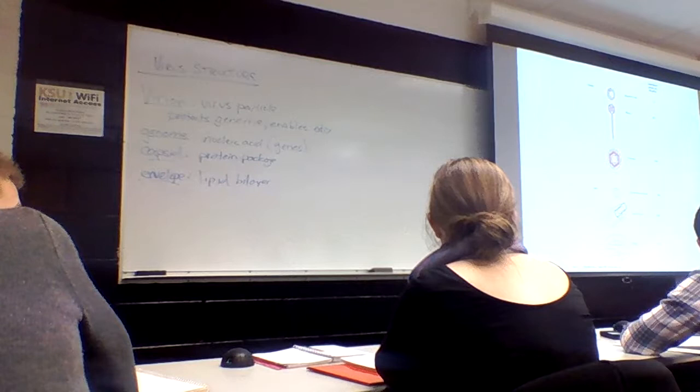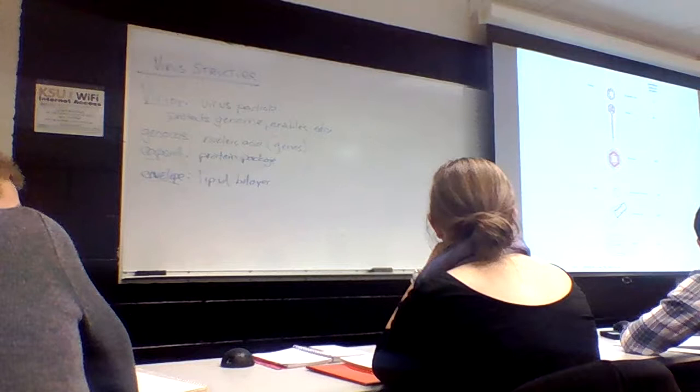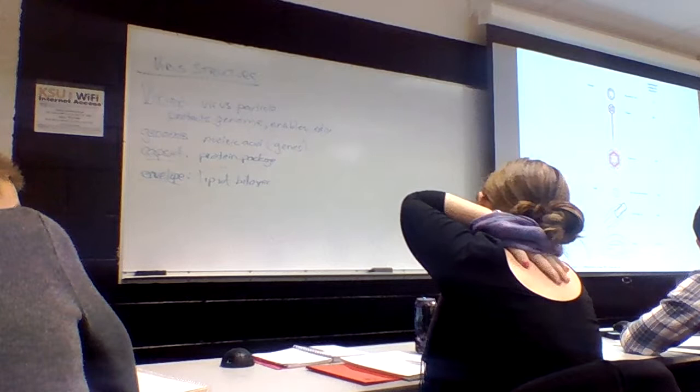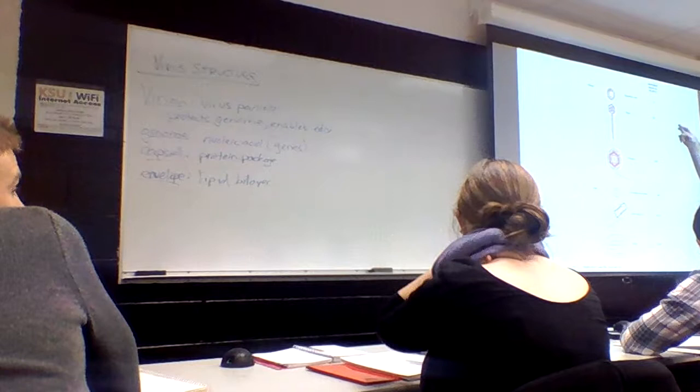Up to megabases, or 1,000 kilobases. And those larger ones tend to be double-stranded DNA. DNA is more stable, so the larger you get, the more important stability becomes. And then, being small, they don't have room for a lot of genomes.